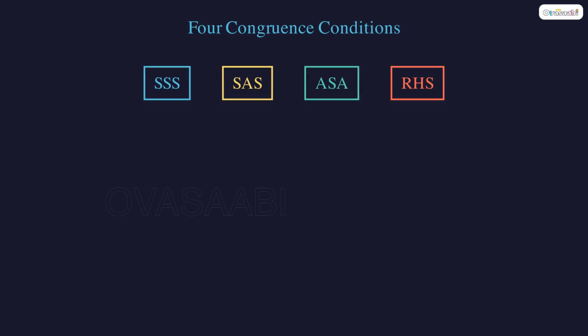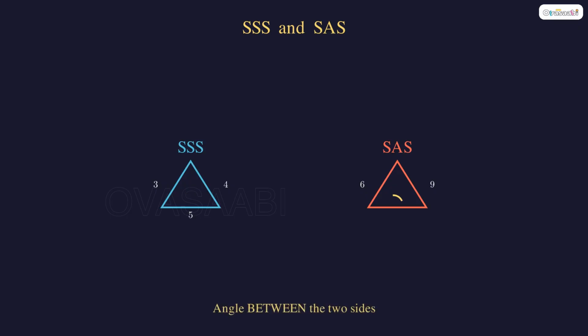You don't need to check everything. 4 shortcut conditions prove triangles are congruent: SSS, SAS, ASA and RHS. SSS means all 3 sides are equal. SAS means 2 sides and the angle between them are equal. The angle must be between the 2 sides.